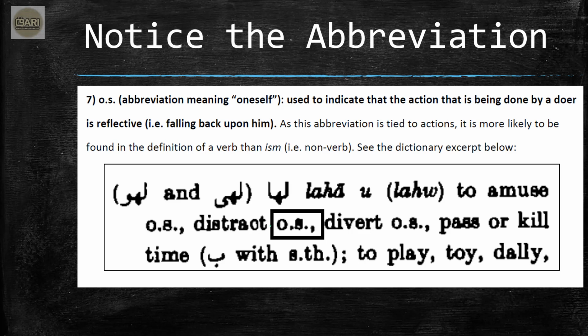And this is where the word lahu comes from, which you can see right there as the masdar. When Allah talks about the dunya being lahu wa la'ib, that it's distraction and play. So laha is to distract oneself, to divert oneself.